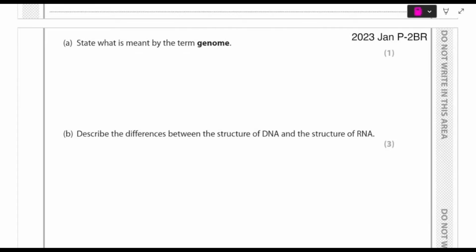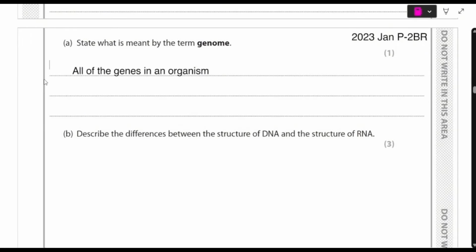Then we have: state what is meant by genome. So we know genome is the total amount of DNA in an organism. So our wording will be like that: all the DNA or genes in an organism.